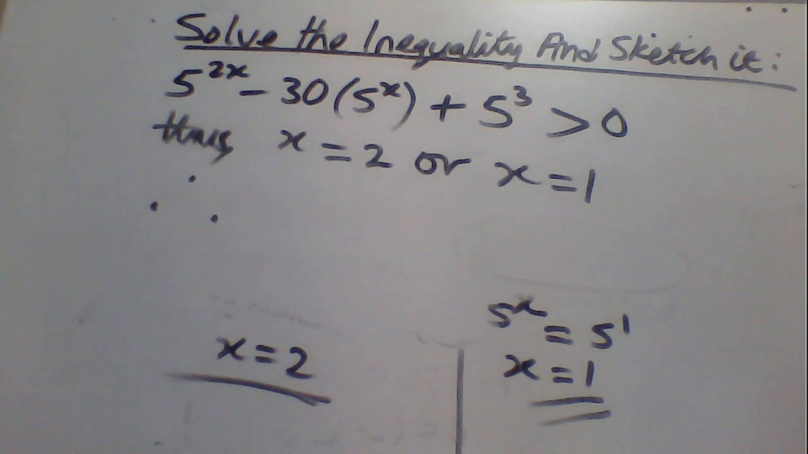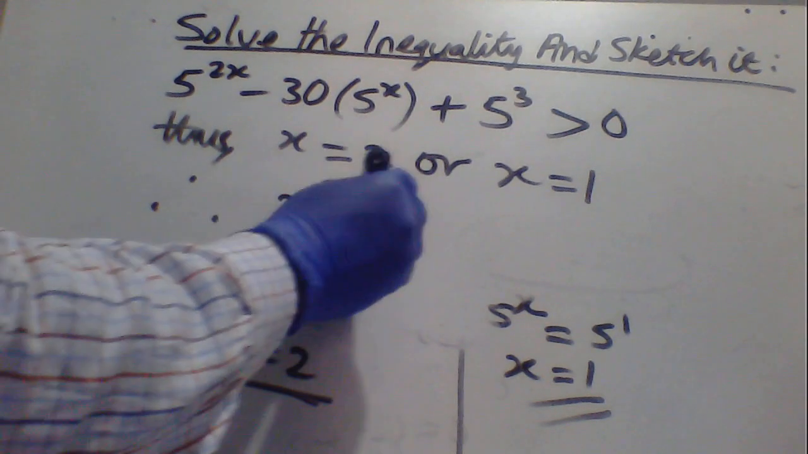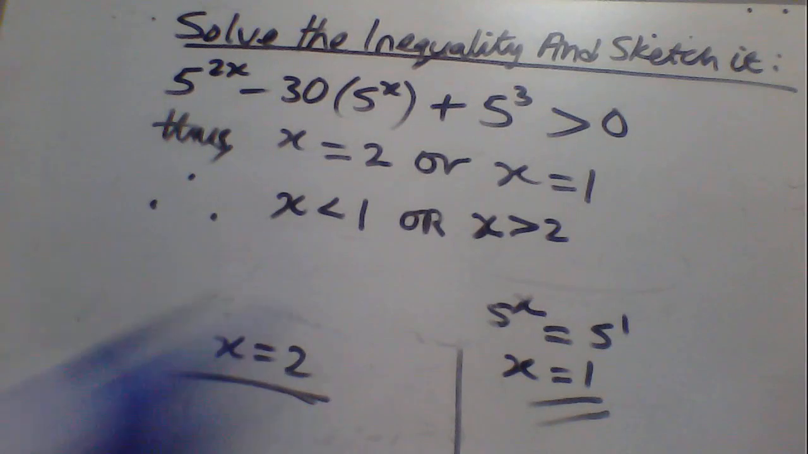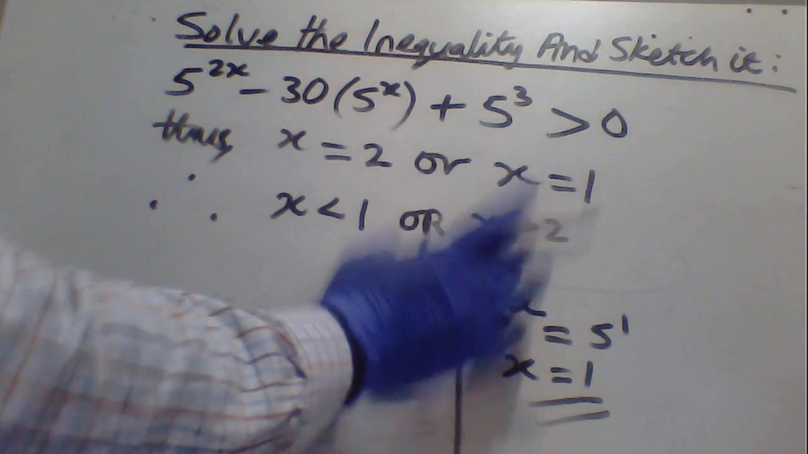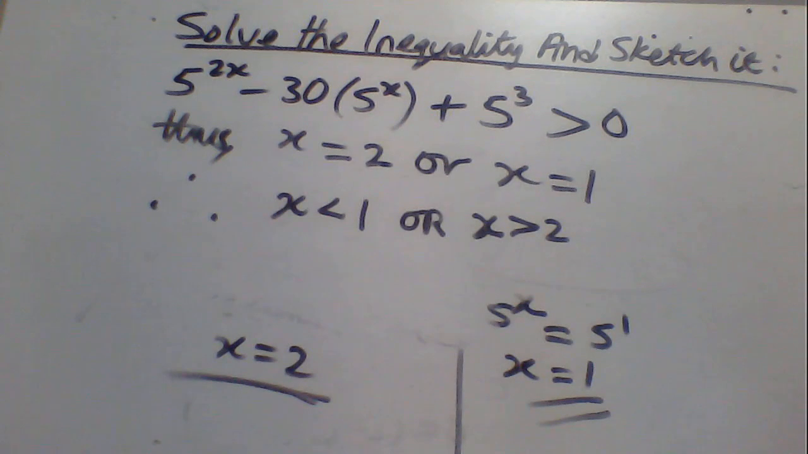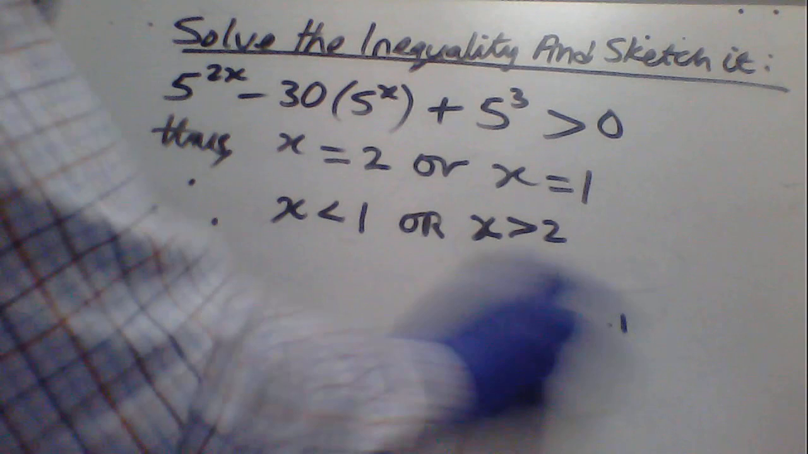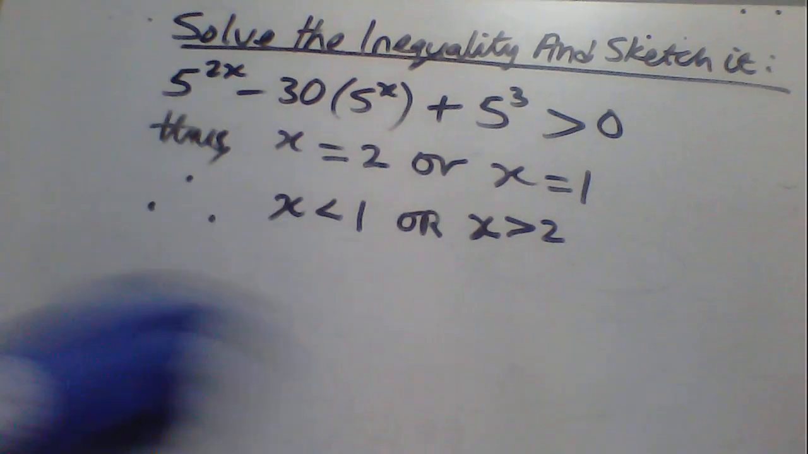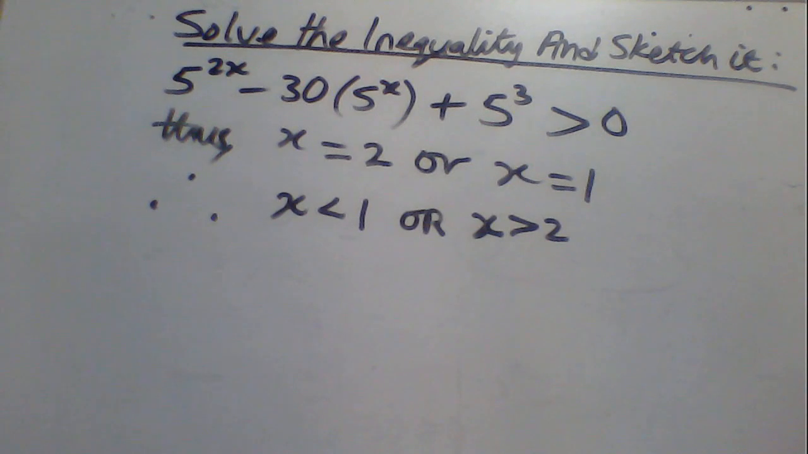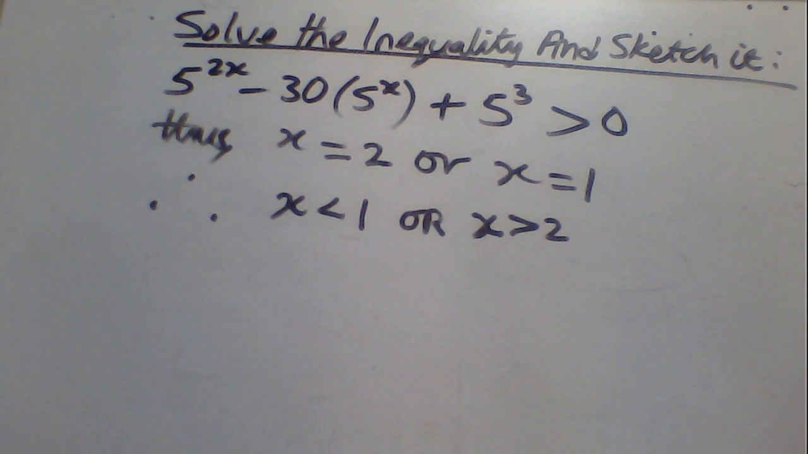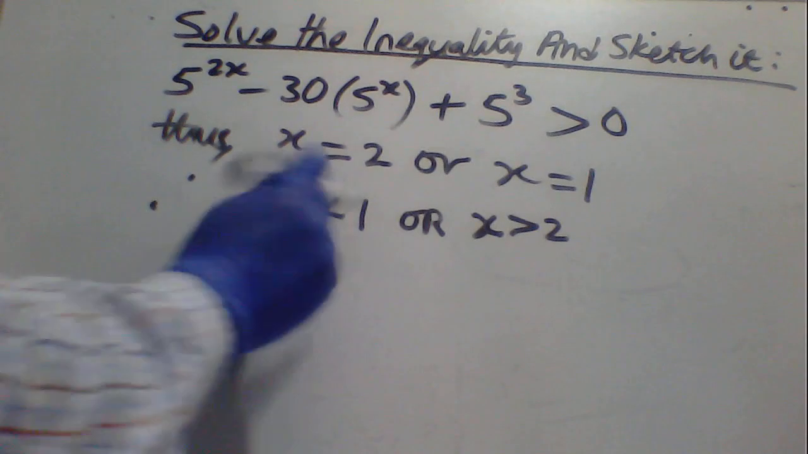Therefore, the values that satisfy the inequality are when x is less than 1 or when x is greater than 2. Can you combine the two? x is less than 1 and x is what? Greater than 2. Looking at it, you cannot combine the two because there is no link between them. These are the two values of x that will satisfy the inequality. In this case, this is in the inequality form.